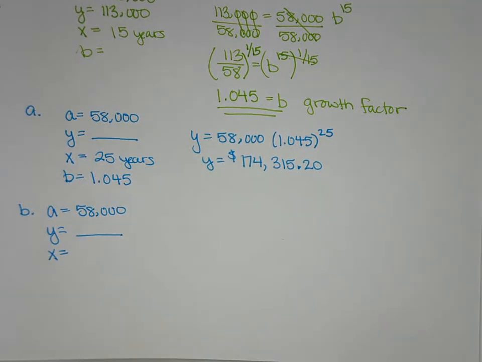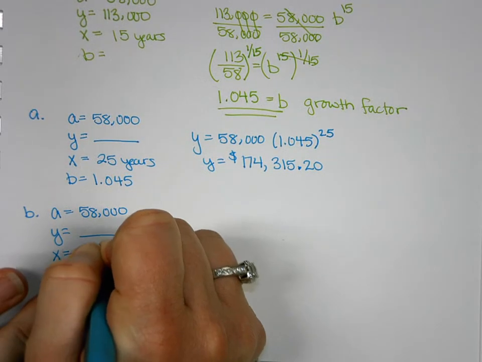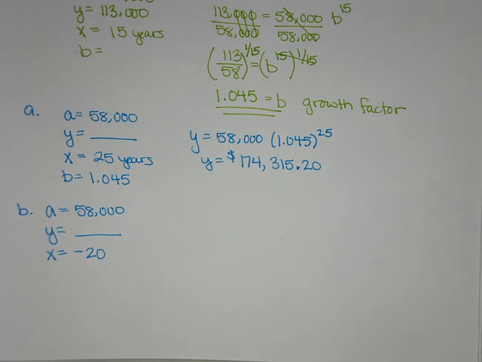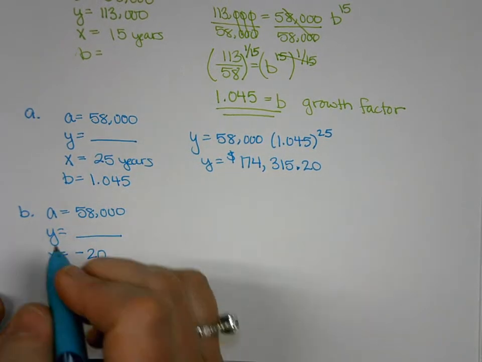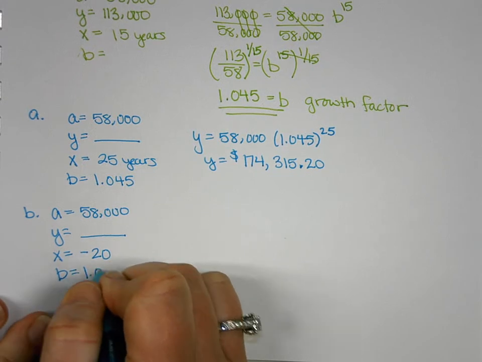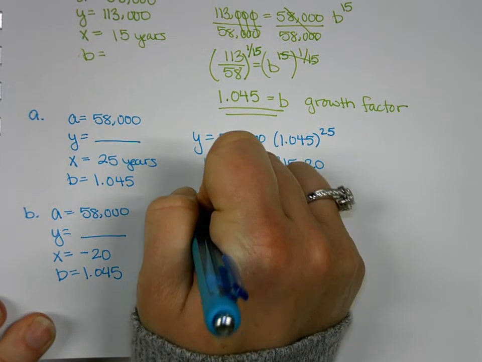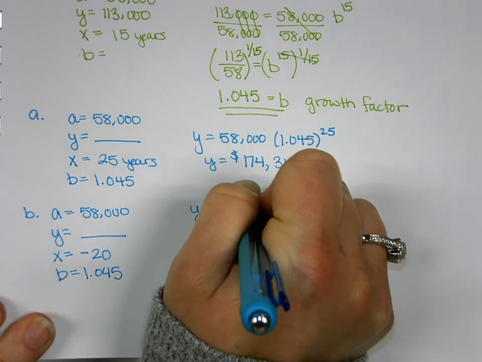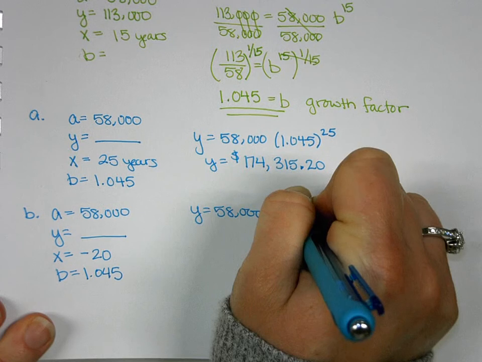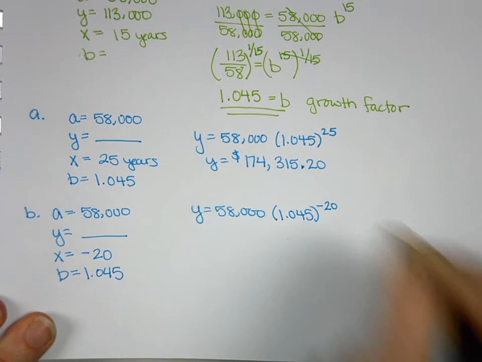Now time. We're starting in 1975, but we're going back in time to 1955. So how many years, or what would we have to do to go from 1975 back to 1955? We'd have to go negative 20 years. So if you're using something to predict what something was earlier in time, just make your time negative and that's okay. And then again, our constant is still 1.045. So y is equal to 58,000 times 1.045 to the negative 20th power.